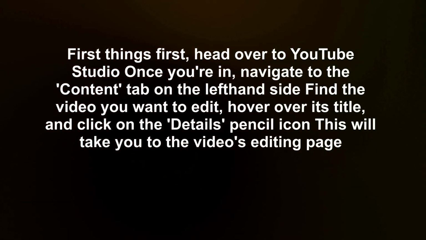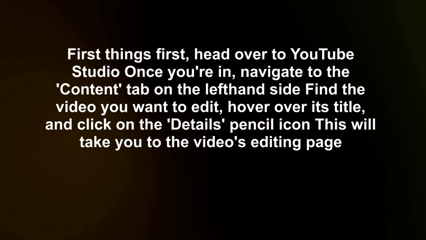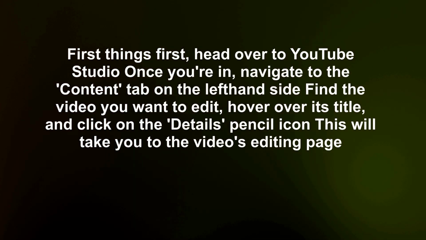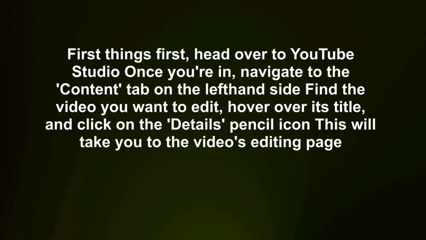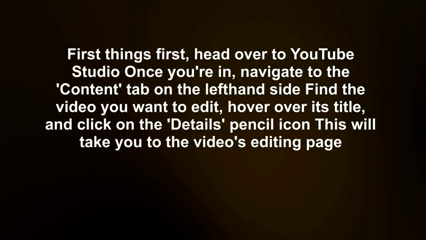First things first, head over to YouTube Studio. Once you're in, navigate to the Content tab on the left-hand side, find the video you want to edit, hover over its title, and click on the Details pencil icon. This will take you to the video's editing page.